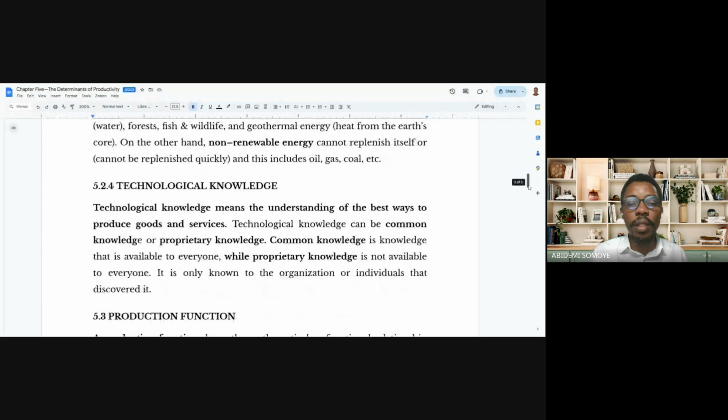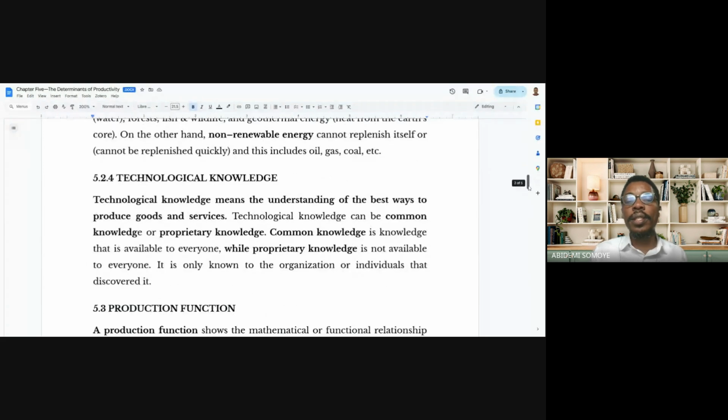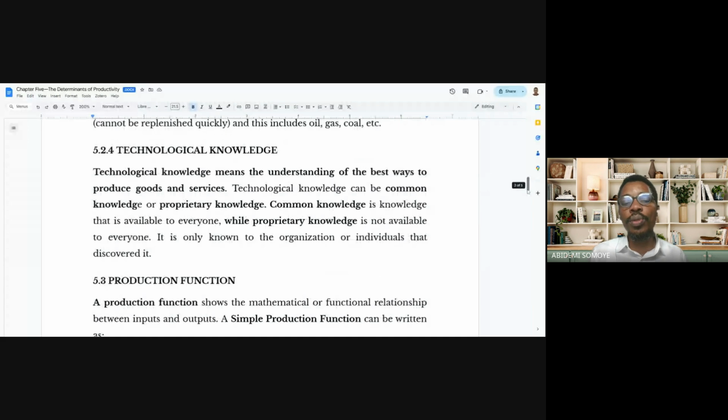Technological knowledge. Technological knowledge means the understanding of the best ways to produce goods and services. Technological knowledge can be common knowledge or proprietary knowledge. Common knowledge is knowledge that is available to everyone, while proprietary knowledge is not available to everyone. It is only known to the organization or individuals that discovered it.